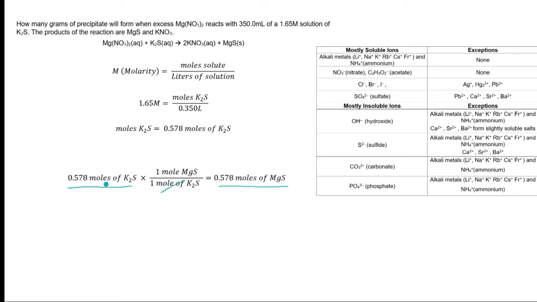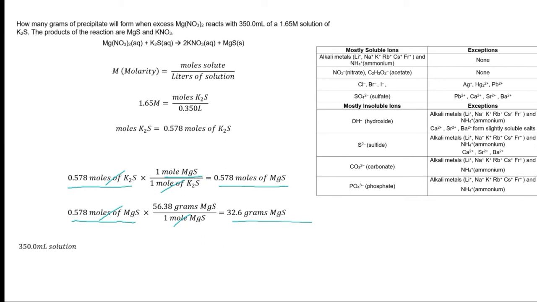Notice, however, that my moles did cancel, so I have moles of magnesium sulfide. Now that I know moles of magnesium sulfide, I need to convert to grams. So rewriting my moles of magnesium sulfide, using the molar mass, making sure my units cancel, I get 32.6 grams of magnesium sulfide. Now, if you prefer, you can calculate this 32.6 grams of magnesium sulfide in one long calculation. I will show it to you, but again, choose whichever method makes the most sense.